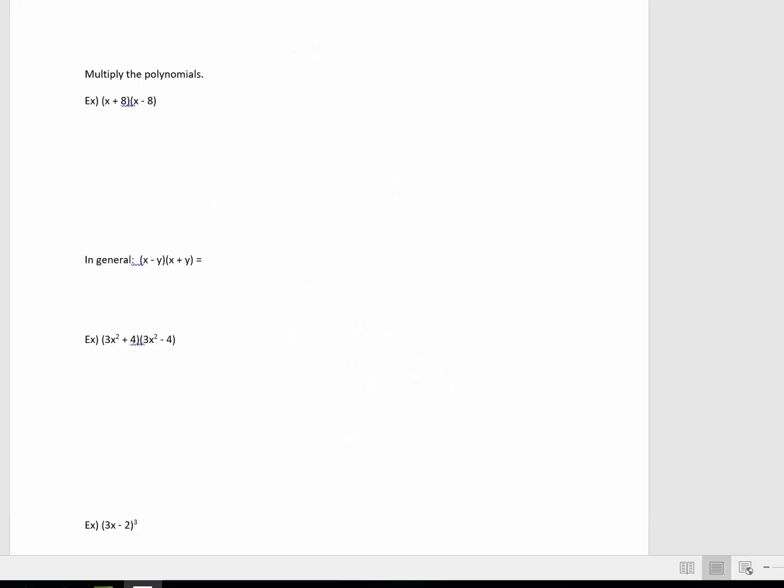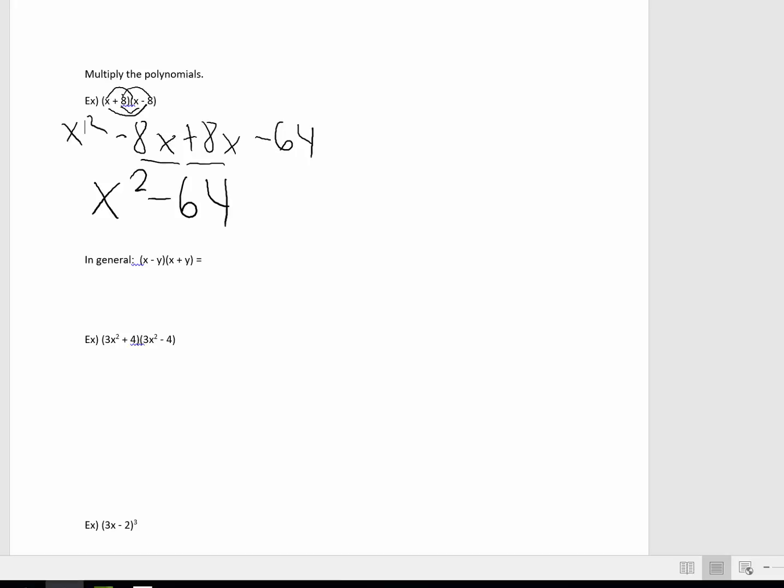Okay, so let's continue to multiply. But before we do that, let's take a look at the two binomials. Notice both the first terms are x's, the last two terms are 8. So what's the difference between them? We've got a positive and we have a negative. So let's see what happens when we FOIL these. Well, that gives me x squared minus 8x plus 8x minus 64. Now notice what happens. Negative 8x plus 8x, that is 0. So that gives me x squared minus 64.